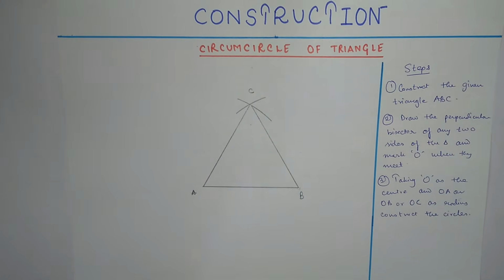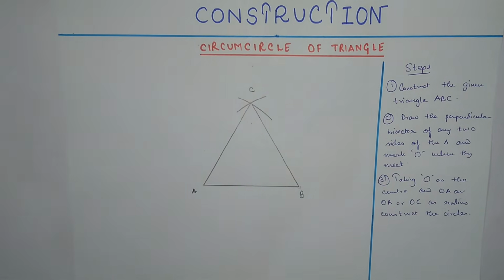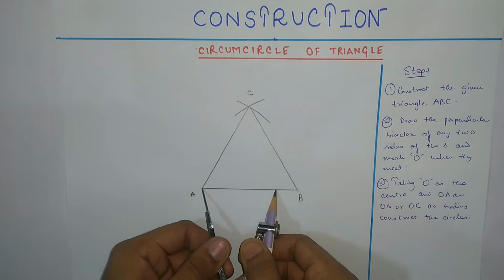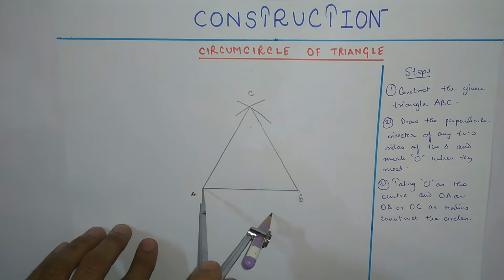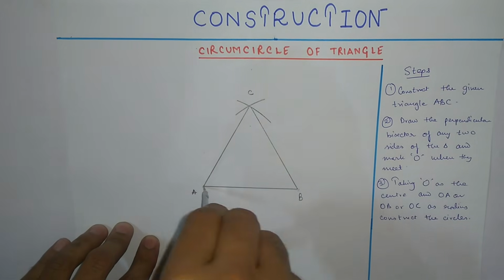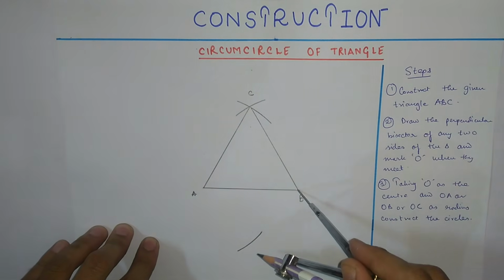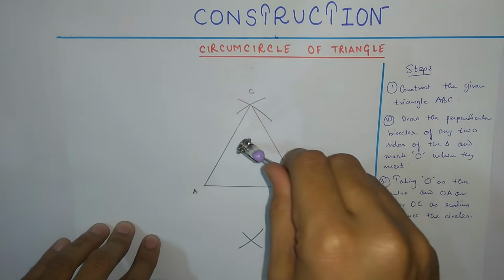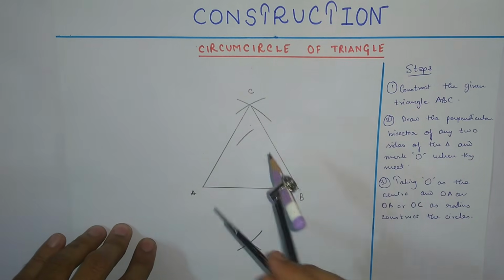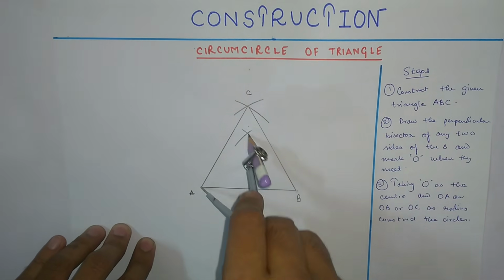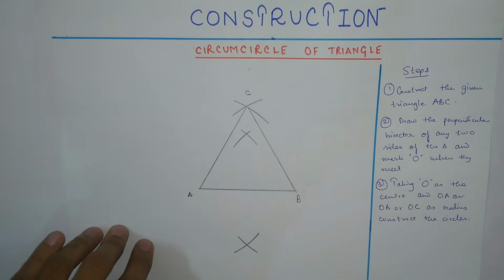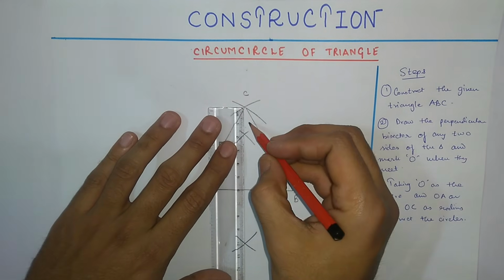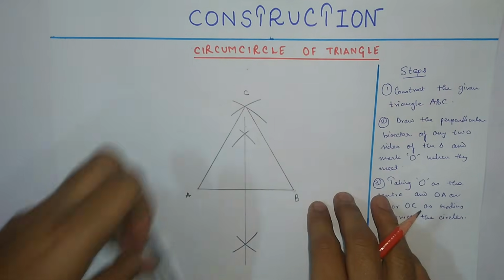of the triangle and mark O where they meet. So what are perpendicular bisectors? Well, take a compass and more than half the distance or half the length of the line, make an arc over here, an arc over here, similarly over here and over here. To join these 2 points, so this is the first perpendicular bisector.